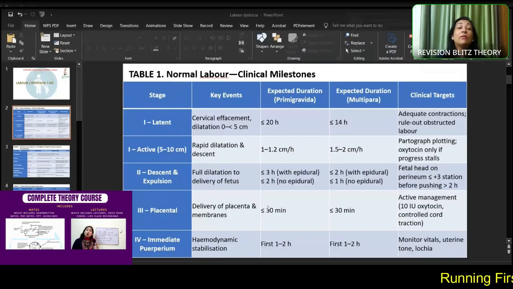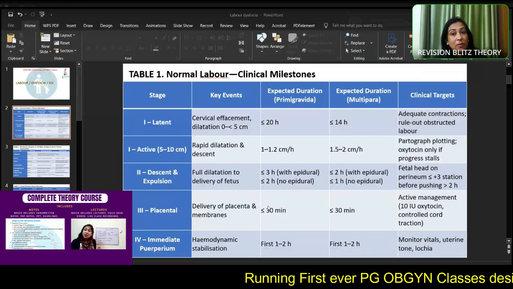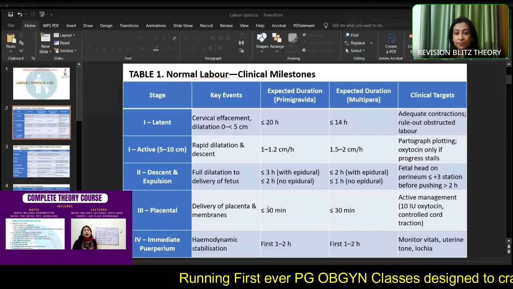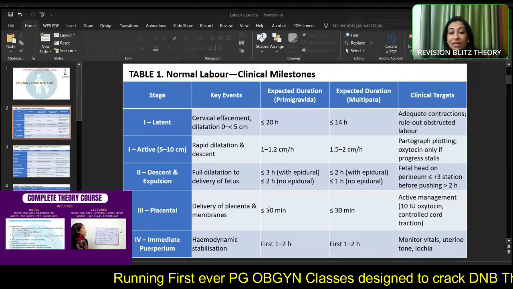And the third stage is the one where you're anticipating PPH, bleeding. You need to have good uterine contractions, complete expulsion of the placenta along with the membranes, and the patient to stabilize. This is what you want. It should be less than 30 minutes.